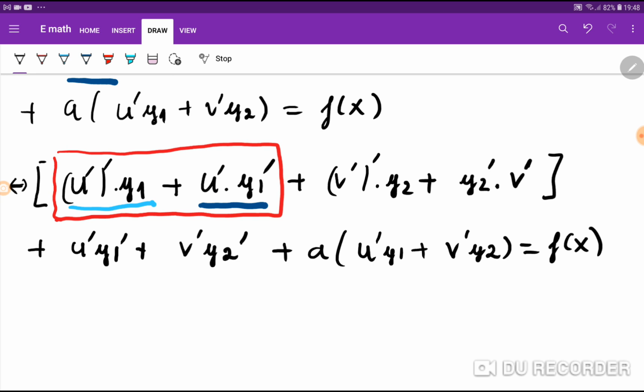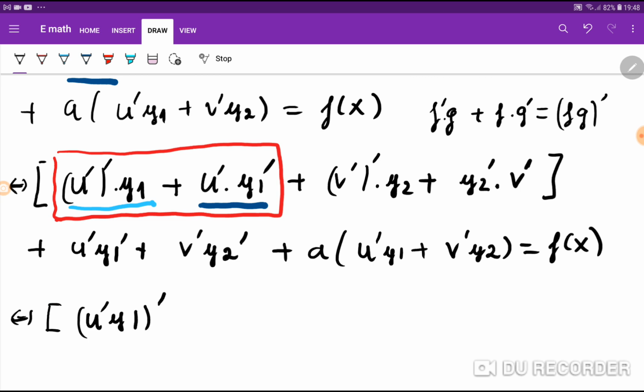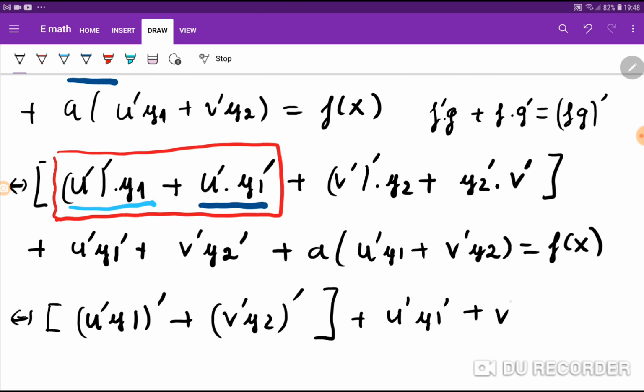Yes, it is the product rule of derivative. F prime times chi plus f times chi prime equal f chi prime. Yes, exactly. So I can rewrite this as u prime y1 prime, right? You agree with me? Plus v prime y2, all of that prime, right? Plus u prime y1 prime plus v prime y2 prime.